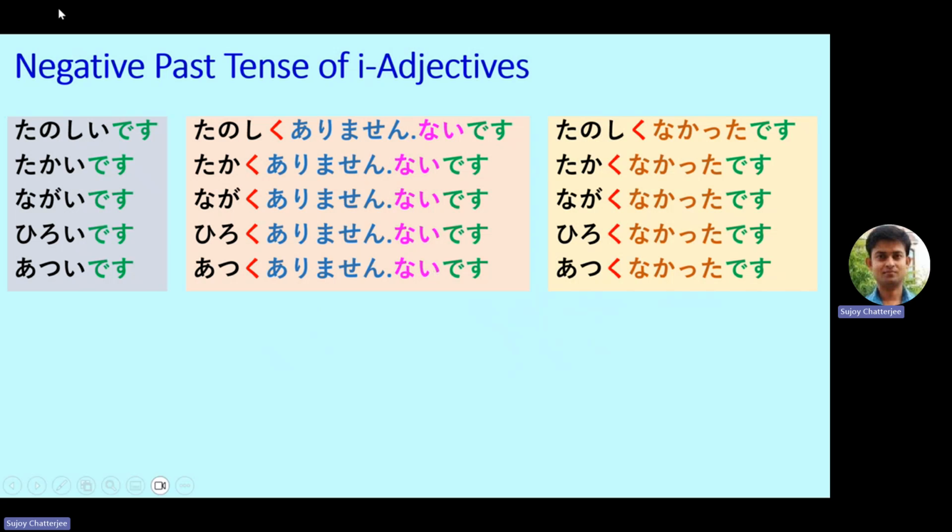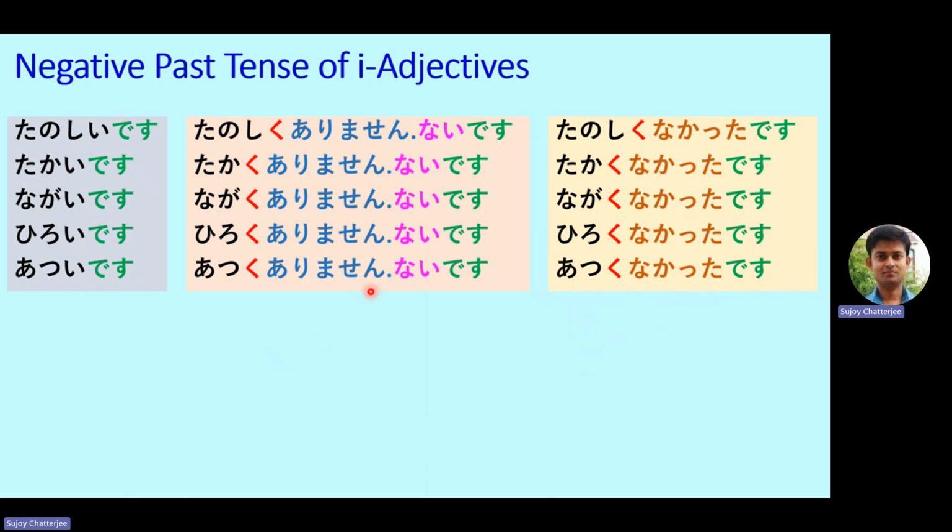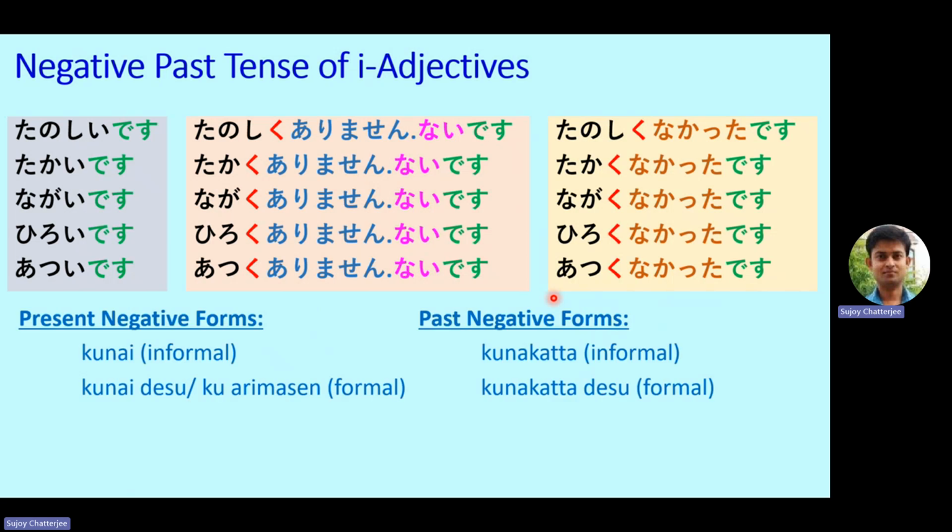So that means nai becomes nakatta. This is the simple way to put it. Nai becomes nakatta, or arimasen becomes nakatta. There is no other way to represent the negative past forms of i-adjectives. It's always kunakatta desu. Tanoshii, tanoshiku arimasen, tanoshikunai, and then in the past form it will be tanoshikunakatta desu.